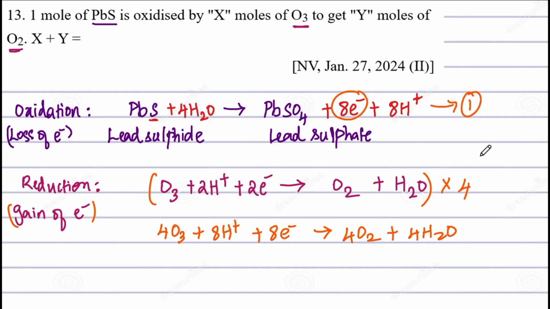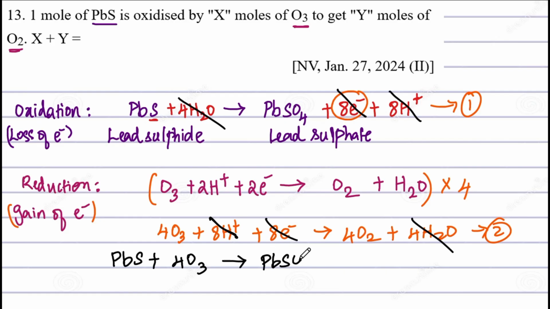So now we are going to add the first equation and the second equation. In the first equation, 4H2O is there in the reactant side. In the second equation, 4H2O is in the product side. So we can cancel that. Then in the first equation, 8 electrons and 8H+ are there in the product side. In the second equation, 8 electrons and 8H+ are in the reactant side. So we can cancel that. So we are going to write the remaining: PbS plus 4O3 gives PbSO4 plus 4O2.